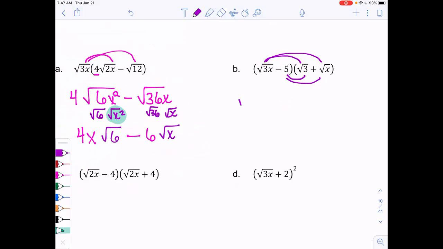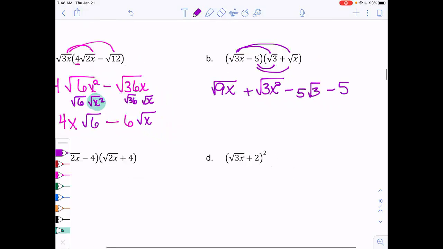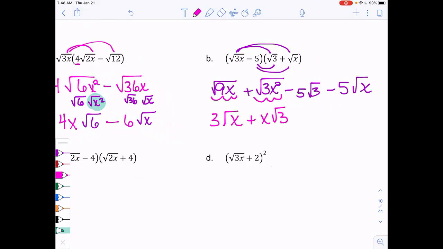So the first line, what do you have for E when you multiply, FOIL? Good. And then, can any of them be simplified? Nice, it kind of flip-flopped there. So the square root of 9 becomes 3, but the x stays underneath. And the next one, the square root of x squared becomes x, but the 3 stays underneath. And then we have minus 5 root 3 minus 5 root x.